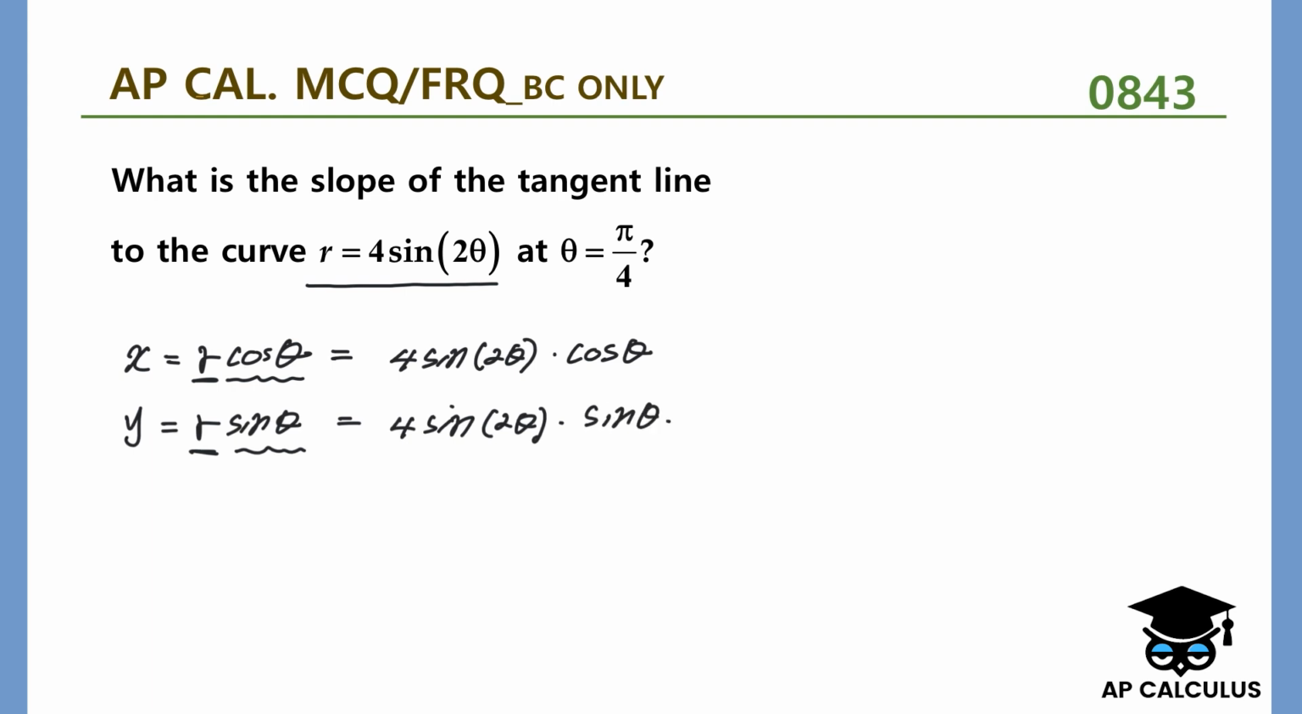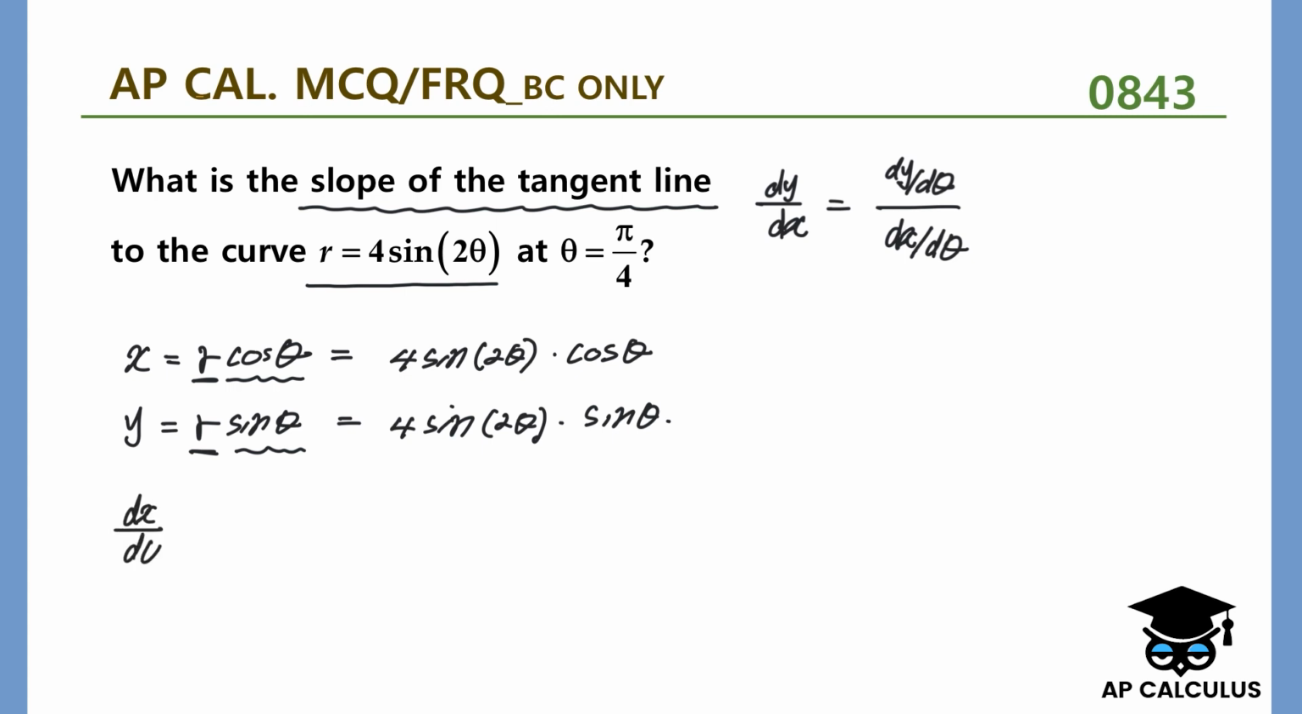Since the question is asking us to find the slope of the tangent line, slope is always equal to dy over dx, right? And in terms of θ, that can be written as dy/dθ over dx/dθ, right? So we're going to have to differentiate x in terms of θ and y in terms of θ. So let's find dx/dθ first.